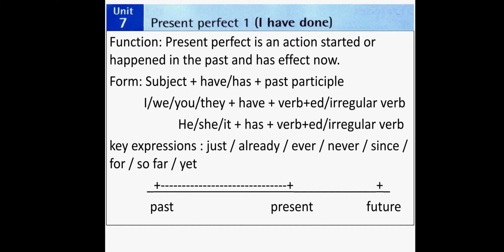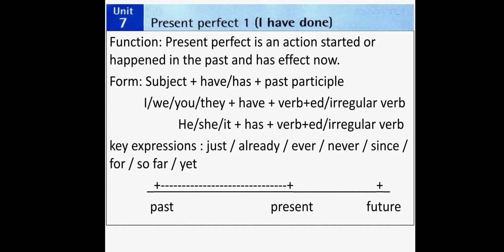In the case of a singular subject, we have he, she, it, or any single noun, one person, for example Ali, plus has plus the past participle, whether formed by the addition of ed or by changing the verb if it is irregular.